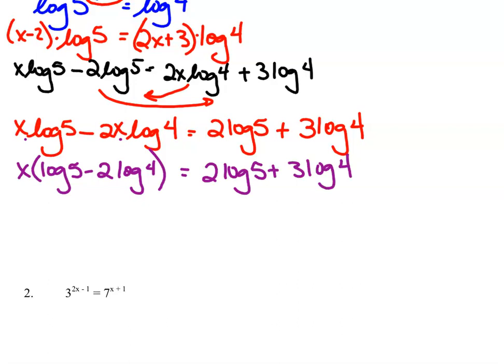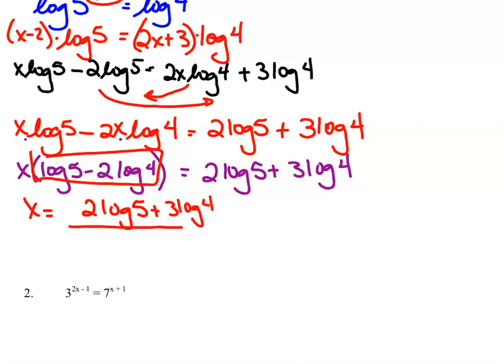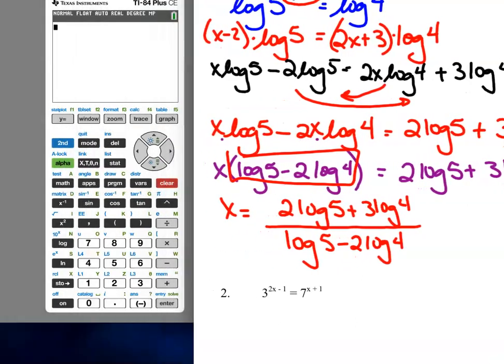And now I can take this whole piece and divide it to the other side. So x will end up being 2 times log 5 plus 3 log 4 divided by the stuff in the box here, log 5 minus 2 log 4. And all of those are just decimal numbers. So at this point now I can grab a calculator and just type that in.